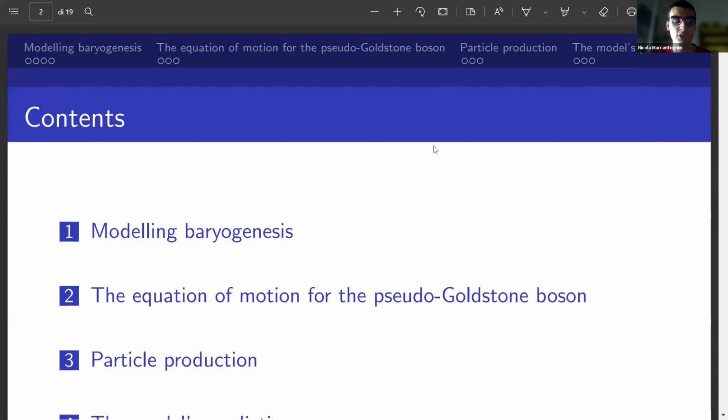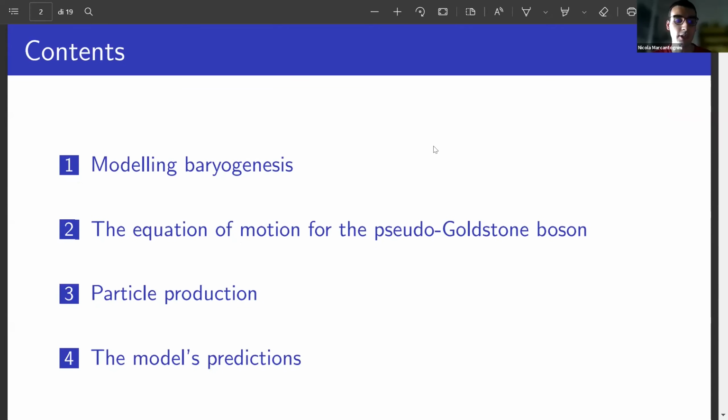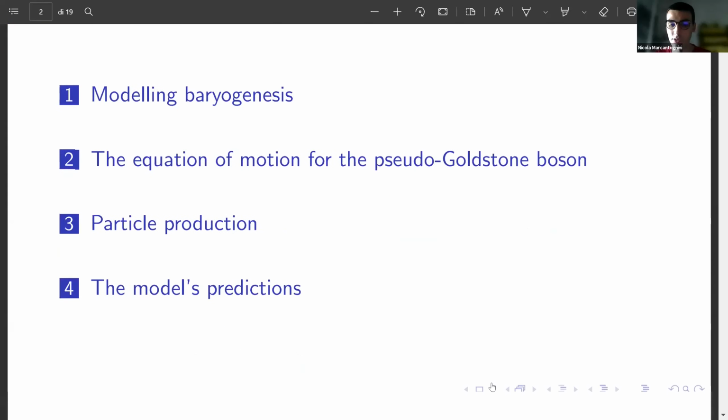So, first of all, I am going to show how we model baryogenesis. Next, I am going to derive the equations of motion for the pseudo-Goldstone boson that arises from a continuous symmetry breaking. Next, we are going to see how the solution of the above equation of motion leads to both baryonic and dark matter particle production. And finally, we're going to show what the model's predictions are, and in particular the most important one, which is the dark matter production.